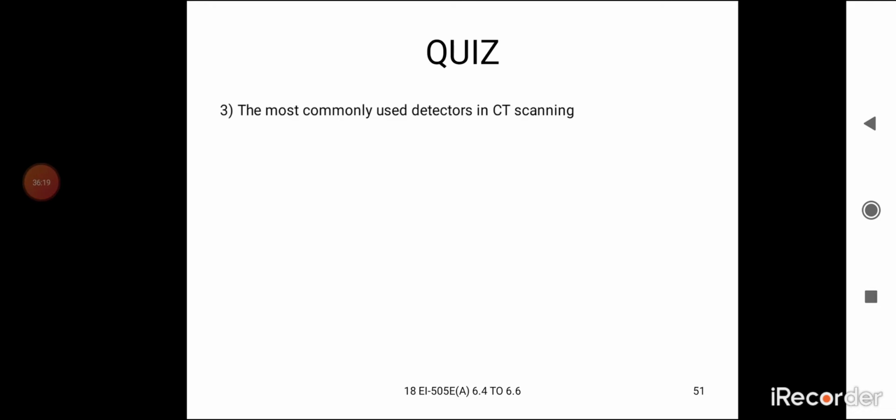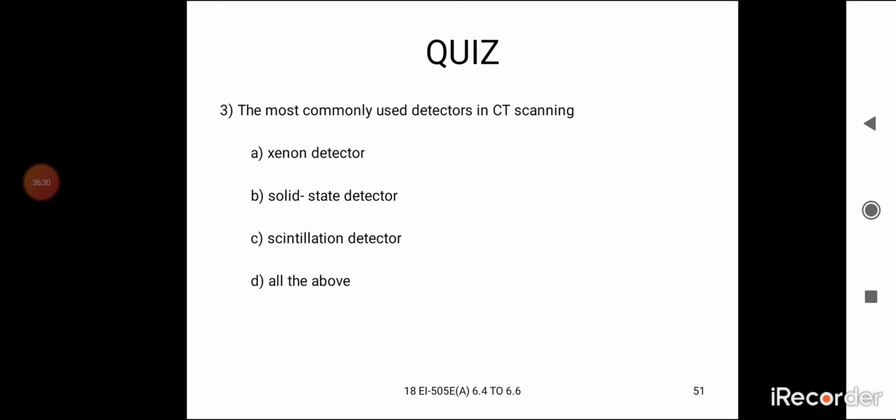The most commonly used detectors in CT scanning: xenon detector, solid state detector, scintillation detector, all of the above. The answer D is correct, all of the above.